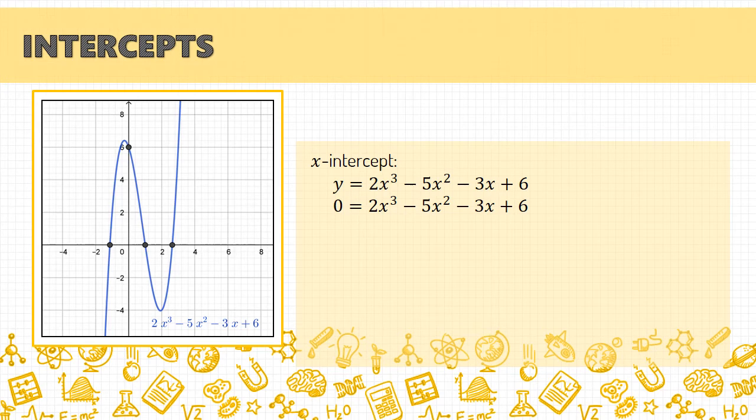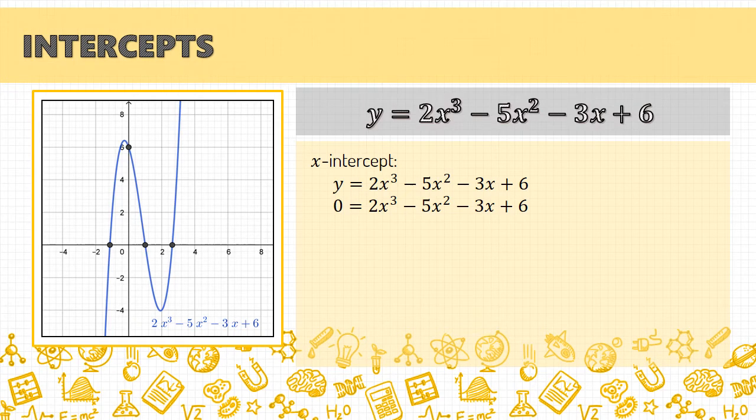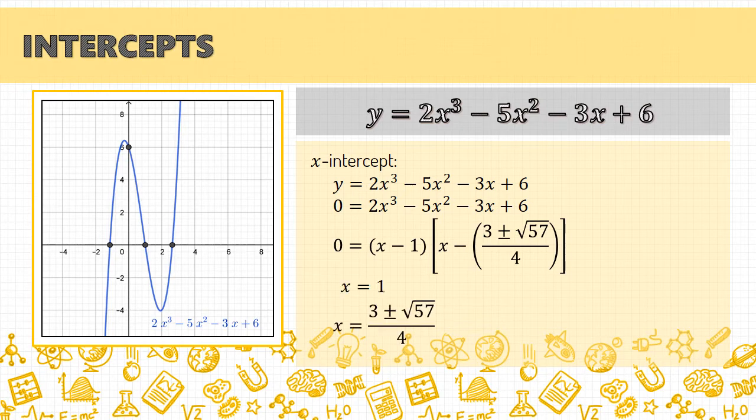Third, we have y is equal to 2x cubed minus 5x squared minus 3x plus 6. Since the given function is of third degree, to solve for the x-intercept, we will be applying the concepts in solving for the roots of the function. The factored form of the function is x minus 1 times the quantity of x minus the quantity of 3 plus minus square root of 57 over 4. Therefore, the values of x are 1, 3 plus the square root of 57 all over 4, and 3 minus the square root of 57 all over 4.